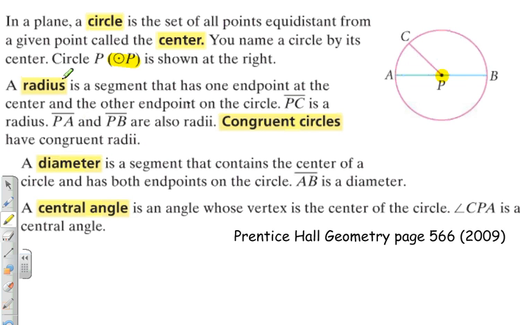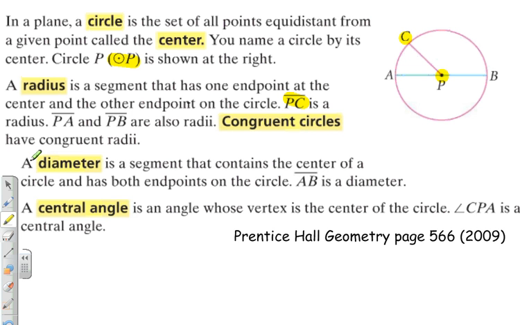A radius is a segment that has one endpoint at the center and the other endpoint on the circle. Segment PC is a radius. That would be this segment right here, P to C. Segment PA and segment PB are also radii. That would be this segment here, PA, and this segment here, PB. Those two segments are radii. Congruent circles have congruent radii.